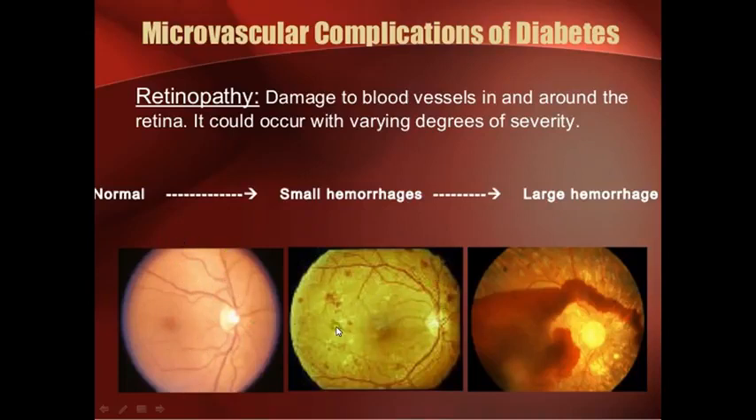Now these are small hemorrhages. You can see the dot and blot hemorrhages, and the vessels are becoming tortuous. There is new vascular formation going on, new vascularization. Cotton wool spots and hard exudates can be seen. And then we have a large hemorrhage. This is a large subhyaloid hemorrhage, which is causing dramatic vision loss.